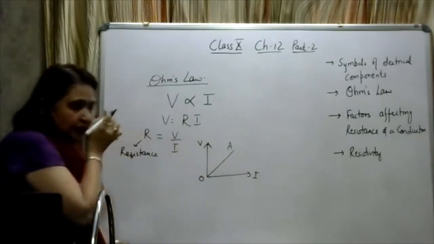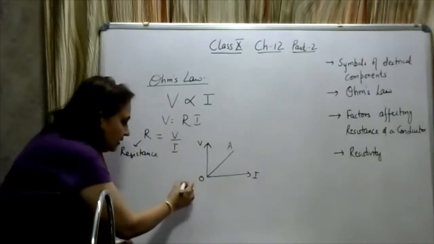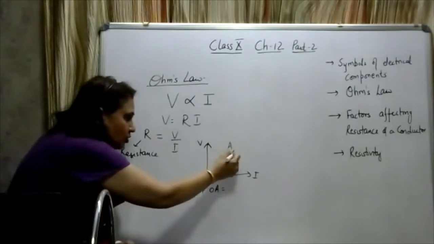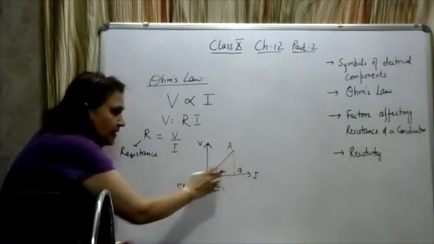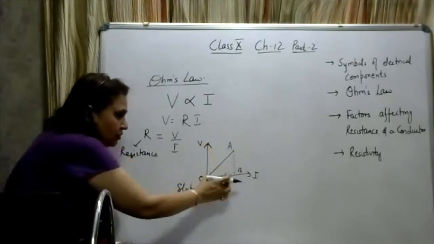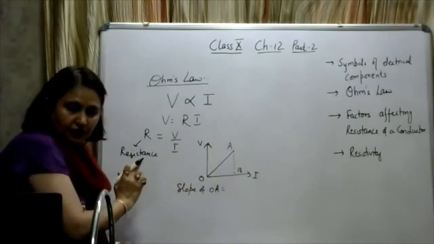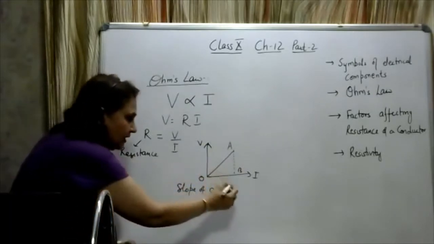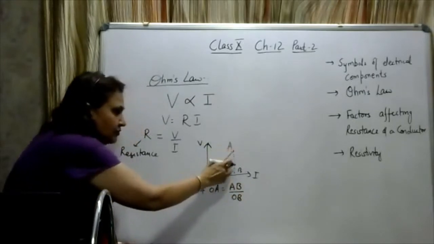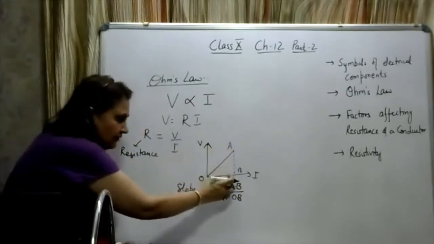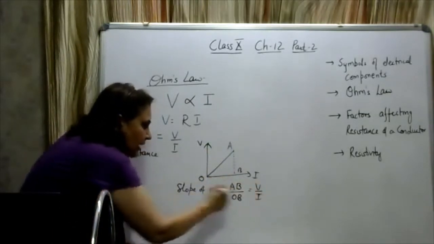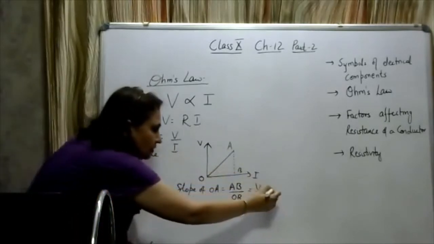Now let us determine the slope of the OA line. The slope of any line is determined by completing this triangle, which becomes a right angle triangle: the perpendicular distance upon the base. So here the slope of the line is AB upon OB. Here AB is the potential difference and OB is the current. That is V upon I, and V upon I, as we just found, is equal to the resistance.